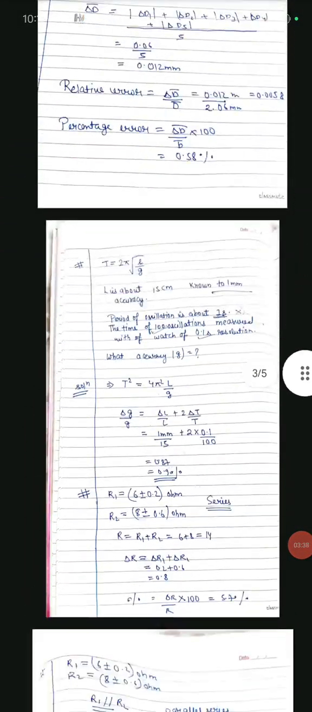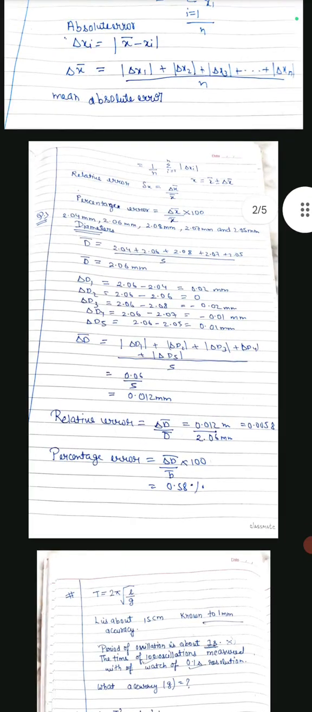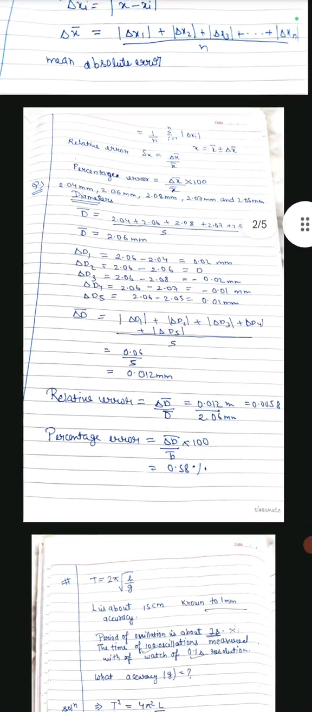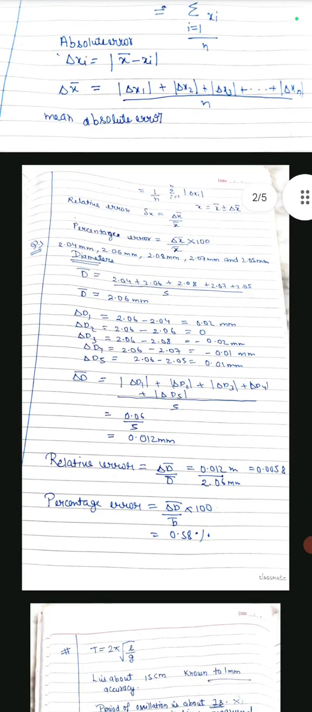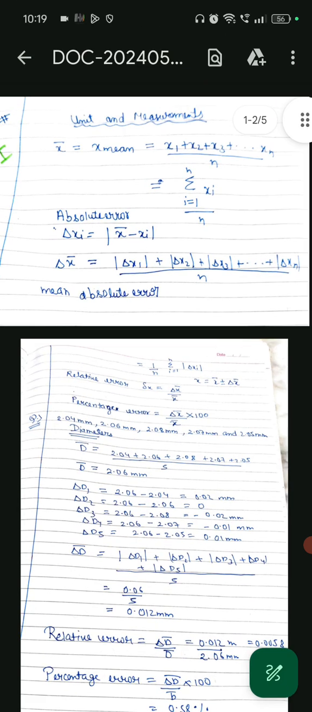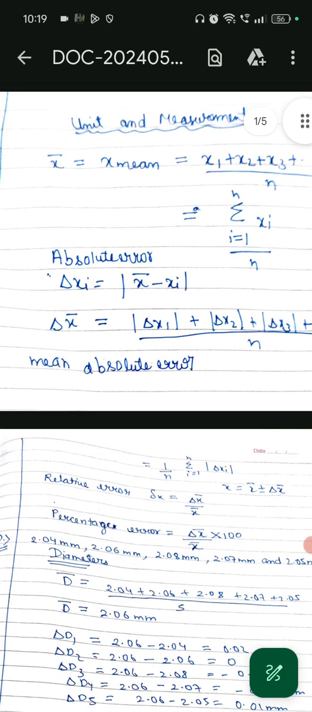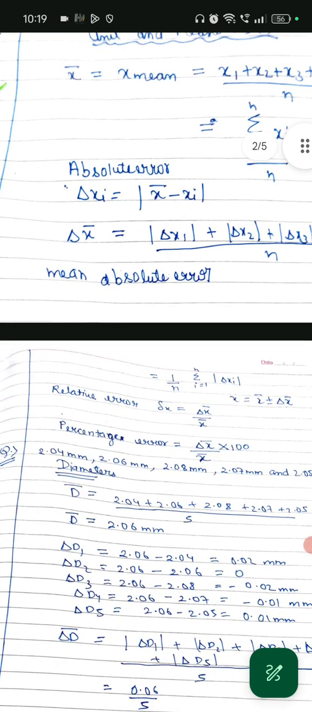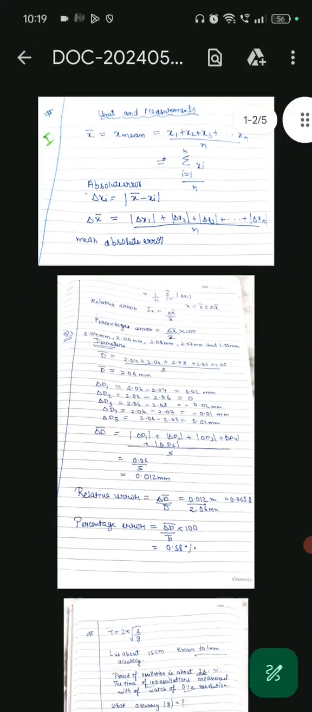And come to the next question. The answer is 0.58 percent. Do it by yourself and check whether you are right or wrong. So this covers absolute error, mean absolute error, relative error, and percentage error.